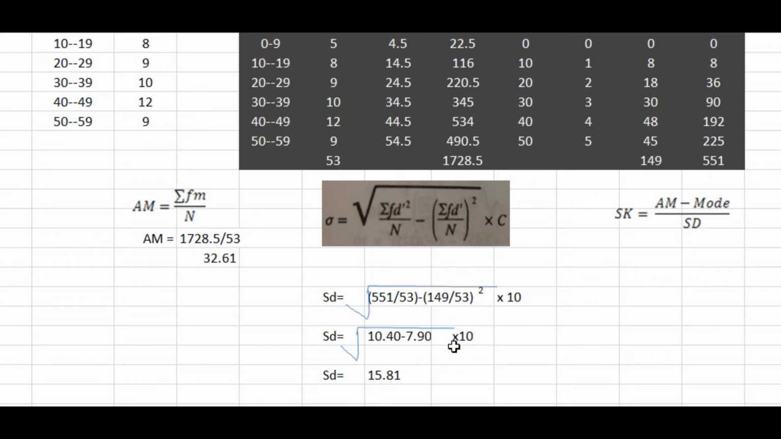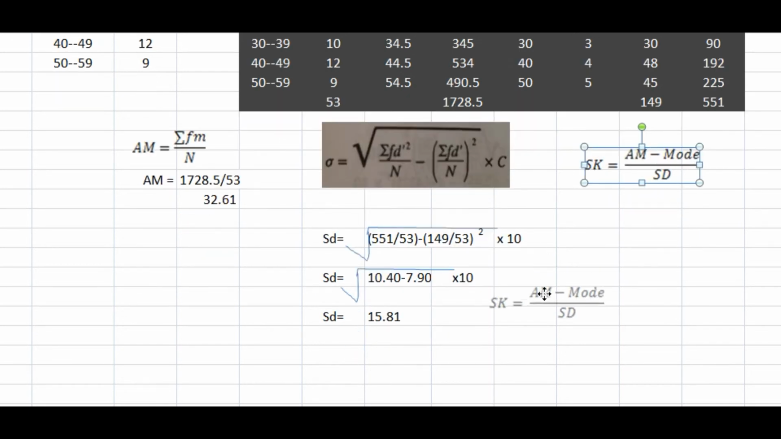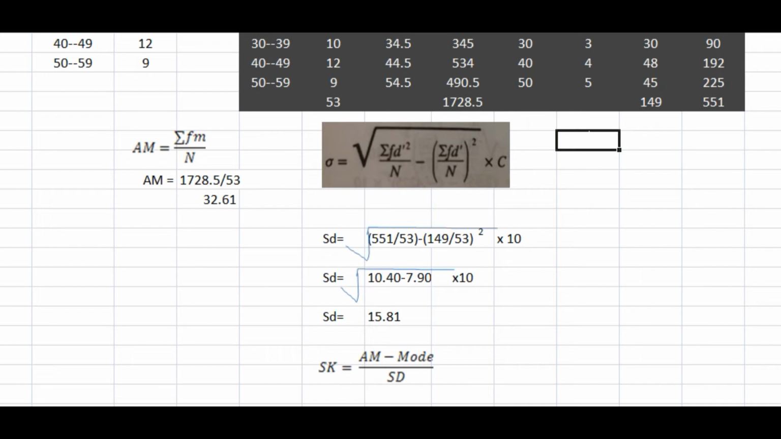So this was your standard deviation, right? So standard deviation comes to 15.81. Now you apply this formula. Which one? Your skewness. So what is skewness then? Skewness equals mean minus mode divided by standard deviation. What is mean? The answer of mean is 32.61, minus mode. How much is mode? I think mode is not completed. So first I will complete the mode. Before this we need to go for the mode first, right? So we will see this one later. First we will go for the mode formula.